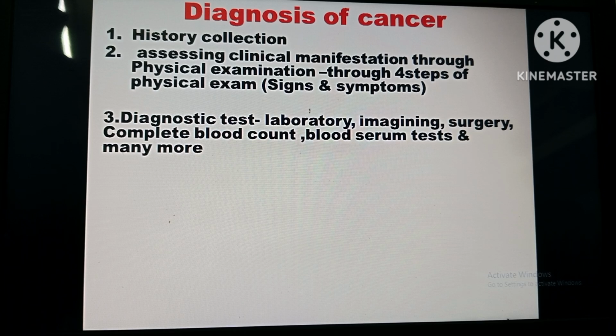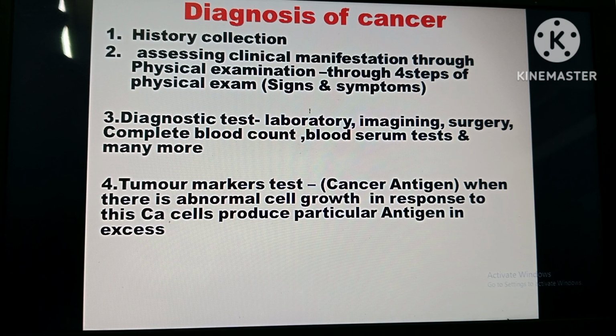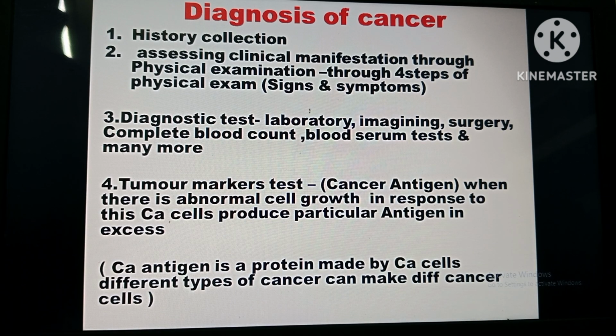Apart from history collection and physical examination, the doctor will not come to know everything. Though he gets a doubt, to confirm he needs further investigation. What is that? Lab investigations. That is various types of blood investigations, complete blood count, as well as various other tests, along with the tumor marker test.